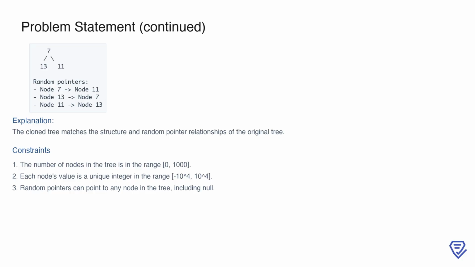Now, let's consider a second example. In this case, the input binary tree has a root node with the value 7, and two children, node 13 on the left and node 11 on the right. The random pointers in this tree form a specific pattern. The random pointer of node 7 points to node 11, while the random pointer of node 13 points to node 7. Similarly, the random pointer of node 11 points back to node 13. The output for this example would be a cloned binary tree with the exact same structure and values, where the random pointers follow the same relationships as in the original tree, but they point to the corresponding clone nodes instead.